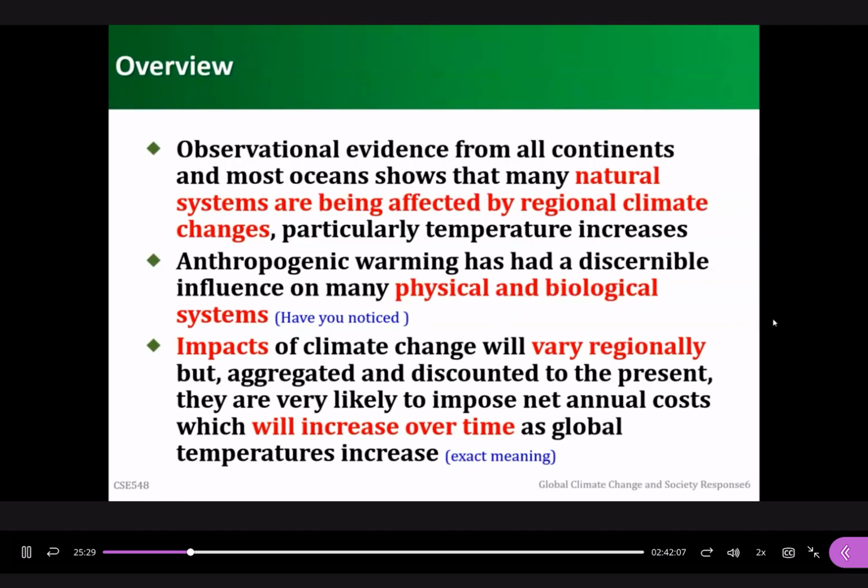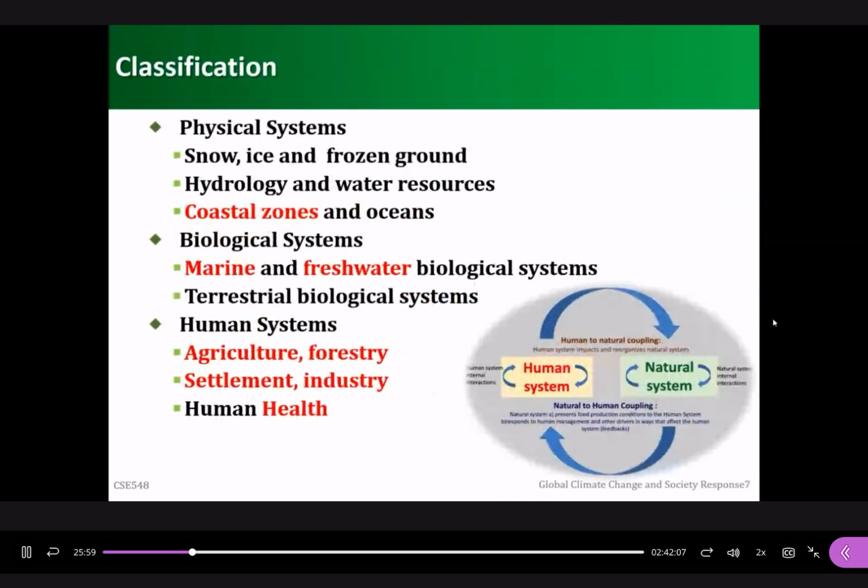Some areas experience flooding, but some others may experience drought. This is because of the non-uniform distribution of water resources. And the impacts will increase over time if the global temperature continues increasing. It can be divided into physical system, biological system, and human system. We will talk about these systems.